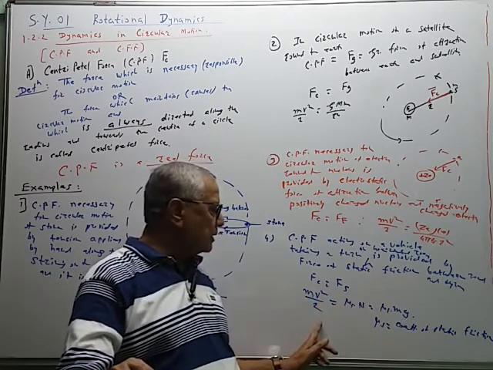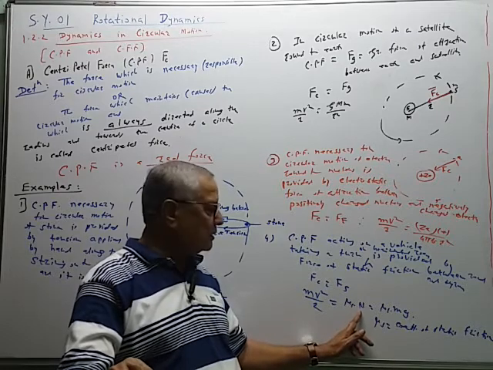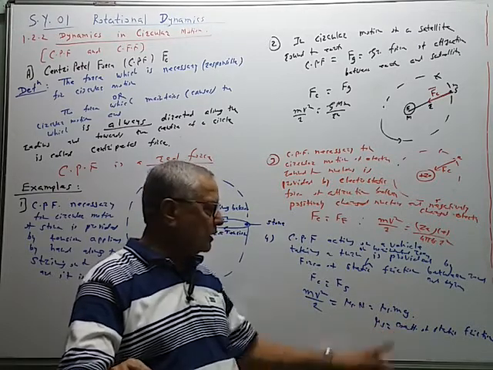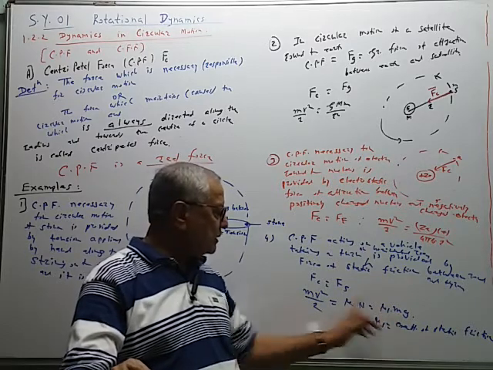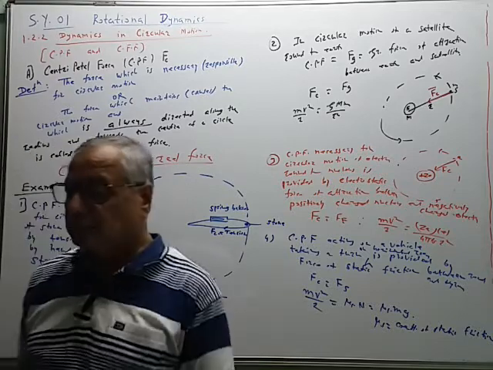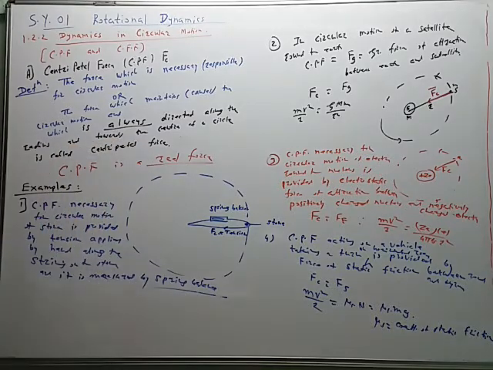So mv square upon r, where m is the mass of the vehicle taking the turn, N is the normal reaction, it is given by mg, the gravitational force acting on it by the road. The mass m cancels, so v square is equal to, we can get some equation like this. So this is one of the forces.